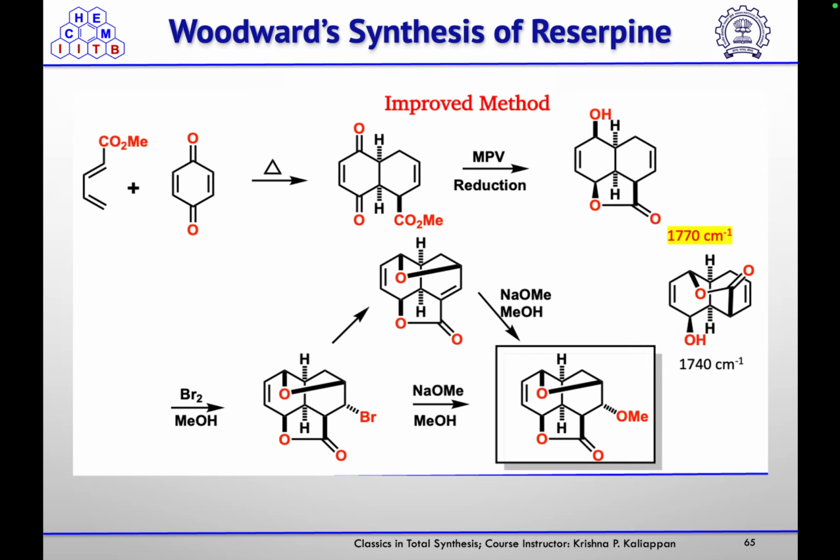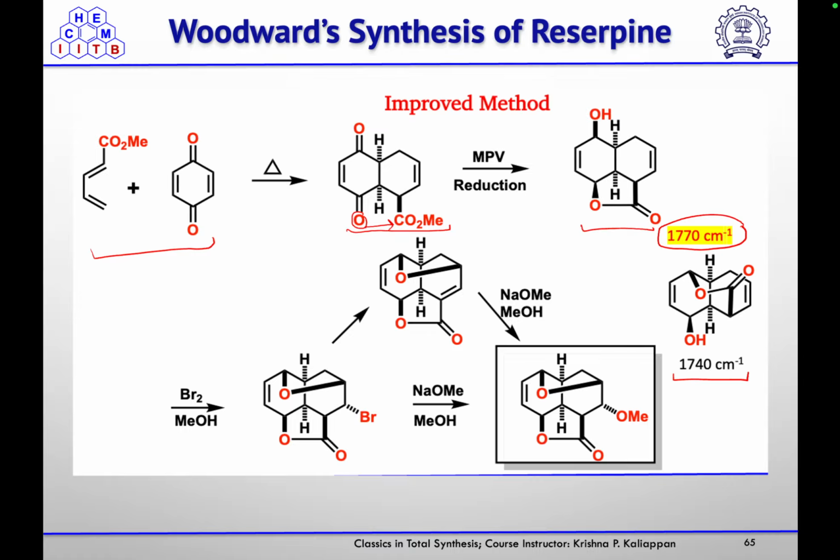Then after getting this, this is a lengthy procedure for getting the product, so they improved this method. First they did the Diels-Alder reaction. After getting the Diels-Alder product, they did the MPV reduction of both the ketones. And once this ketone was reduced, it will react with your ester to get the corresponding five-membered lactone. And they proved using IR that this five-membered lactone absorbed at 1770 cm inverse, whereas if a six-membered lactone was there, it will absorb at 1740 cm inverse. So by using IR, they differentiated between the two lactones, whether it is five-membered or six-membered.